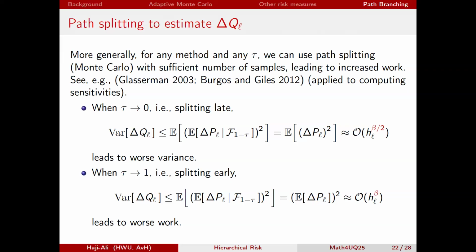When tau is equal to 1, it means I'm splitting at the very beginning, but then I have a Monte Carlo estimate for every one of them. It means that I have a lot of work, but if I look here, because I'm conditioning on F0, this becomes just the expectation of delta PL squared. So I get the weak rate, or twice the strong rate. So I get the better variance.